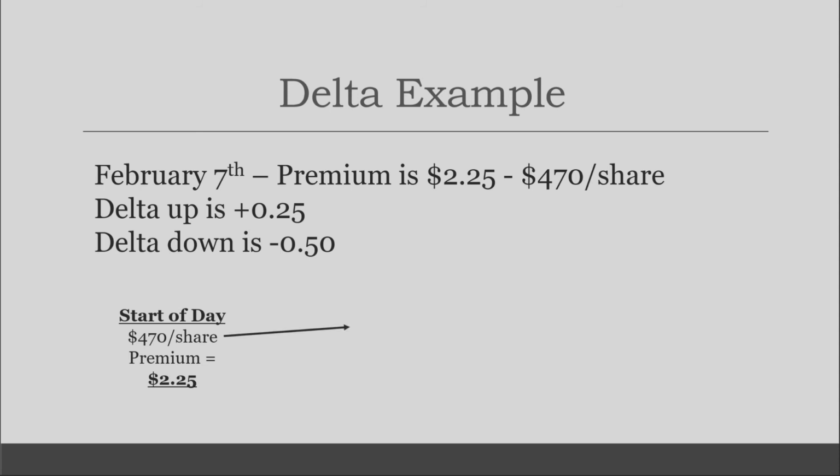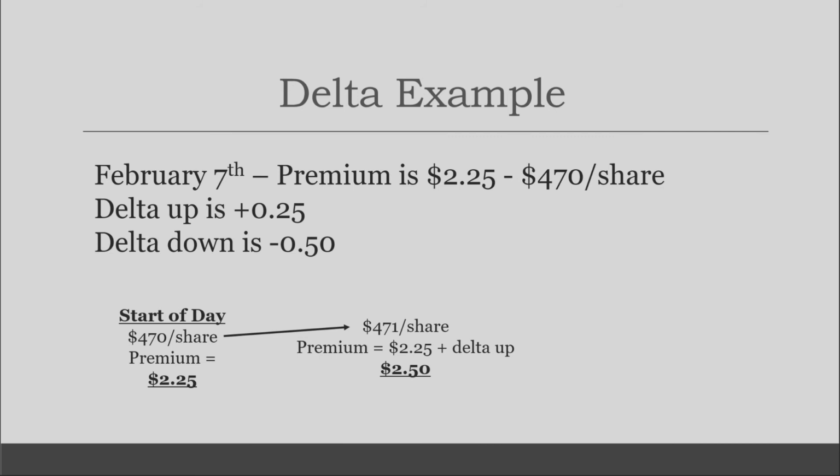Let's say we move up $1 and move to $471. Well, our premium price would move up. So we would take our initial premium price and add the delta up. That would bring us to $250 a contract. Exactly the price I offered you. That should make you happy.